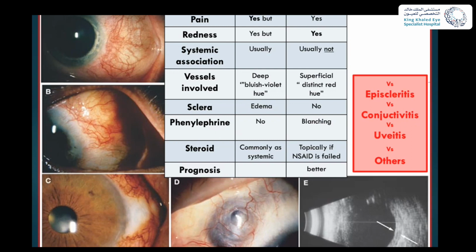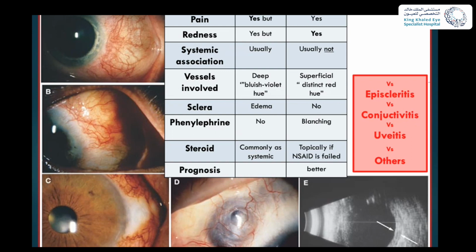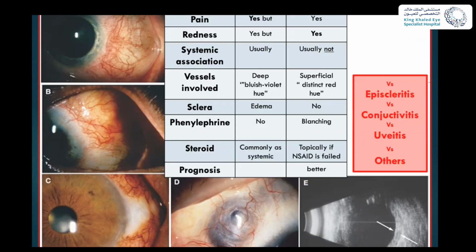The scleritis and episcleritis. Let's get rid of the easier one, the conjunctivitis. Tell me what are the things that may differentiate conjunctivitis from episcleritis or scleritis. First, laterality. Conjunctivitis is mostly bilateral. If you see bilateral redness, mostly it is conjunctivitis. Not always, but mostly it is conjunctivitis.